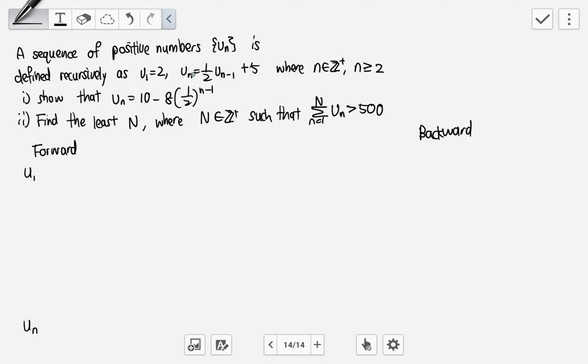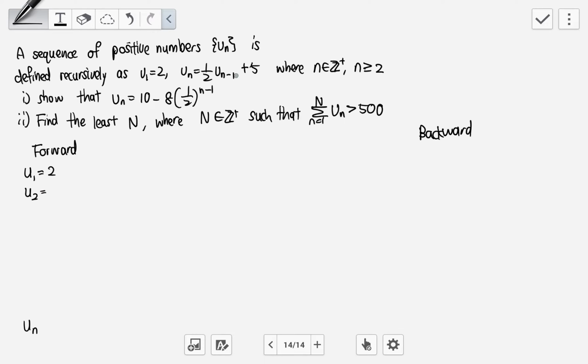Un can be defined recursively as its relationship to the previous term, or it can be defined by itself. So we want to express it in terms of n. That means we want to get this expression instead of this one. So we start from u1, which we know equals 2. So what is u2?